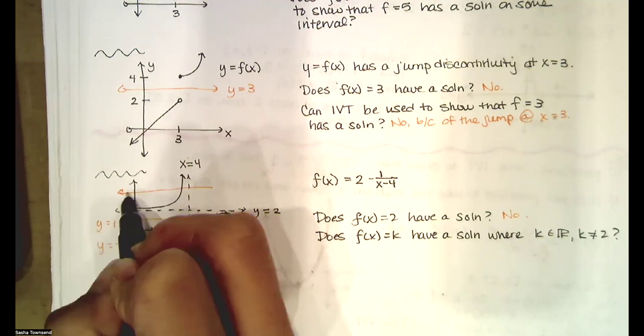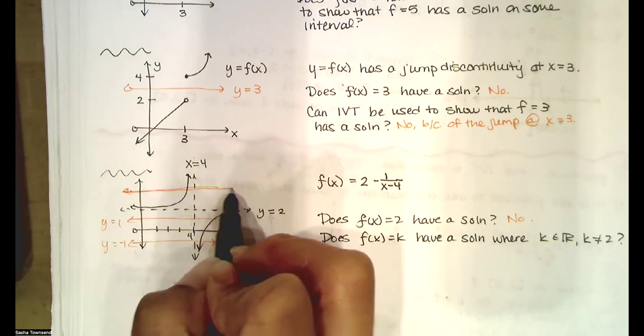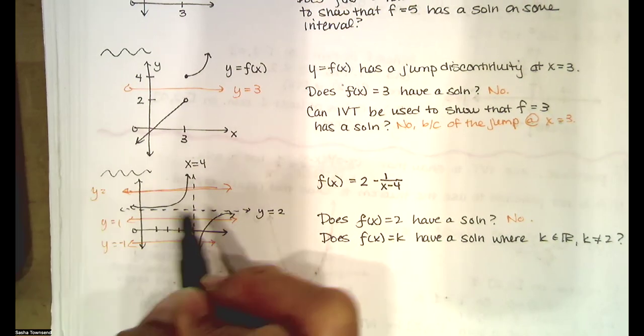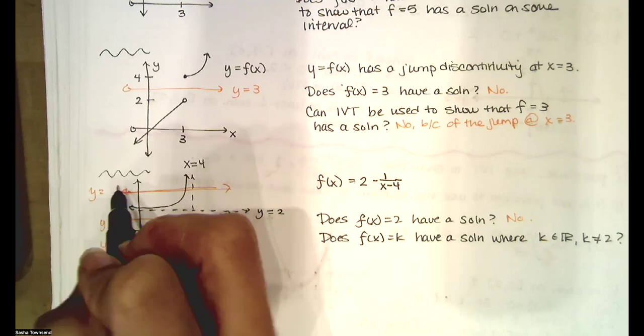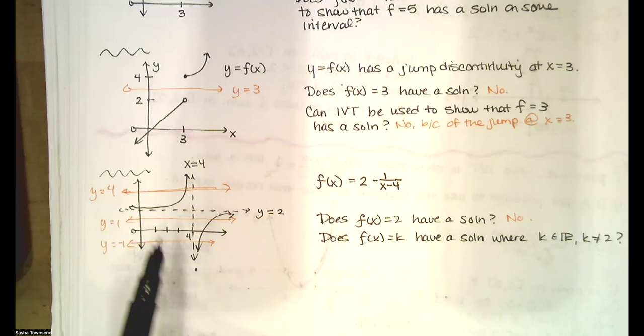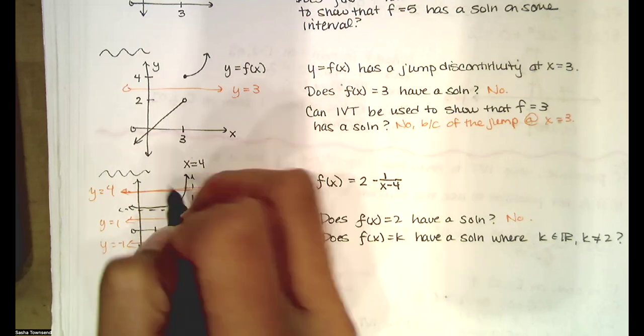That would be supposed to be y equals 4, but unfortunately it looks like it's got a little bit of a slope to it. I was trying to draw a horizontal line, that didn't really work out, did it? It's supposed to be y equals 4. But all of those have solutions.